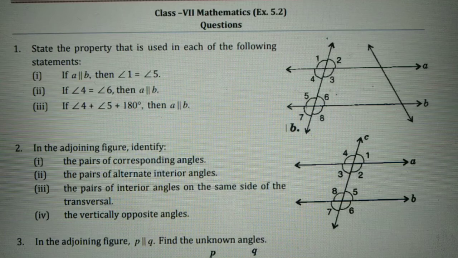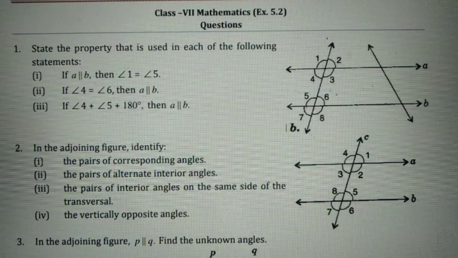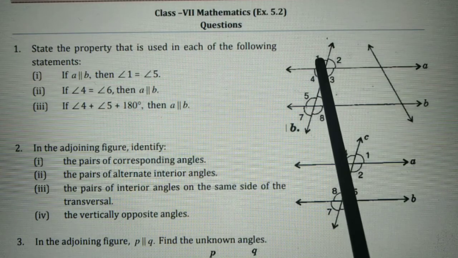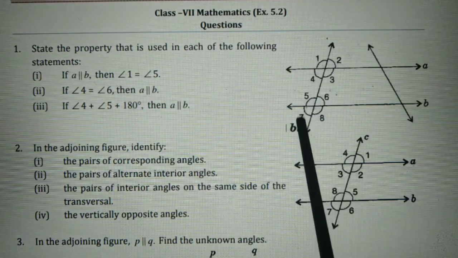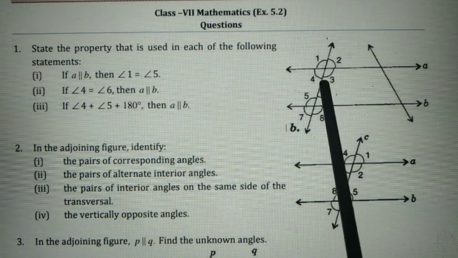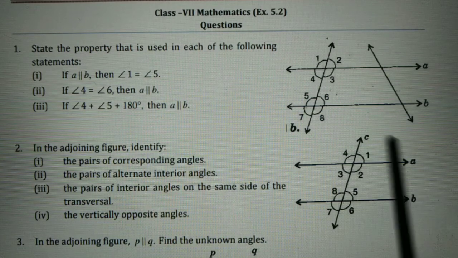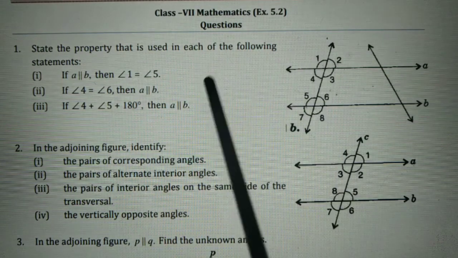Now students, let us start the next exercise, which is based upon two parallel lines and one transversal line. As we have seen all the properties through the PPT, the four angles made by these two parallel lines include a few corresponding angles, a few alternate interior angles, and so on. You must go through all the properties before you start with this exercise. Now the first question is, state the property that is used in each of the following statements.